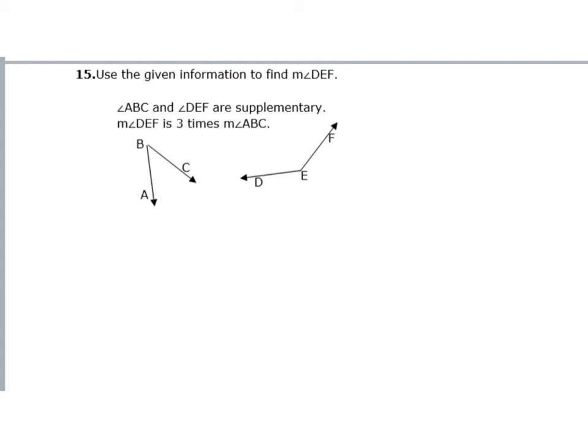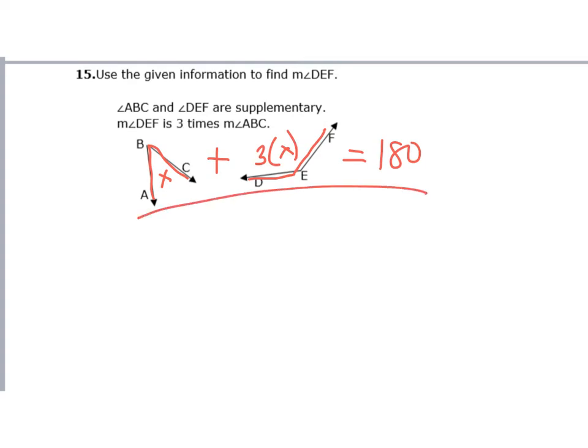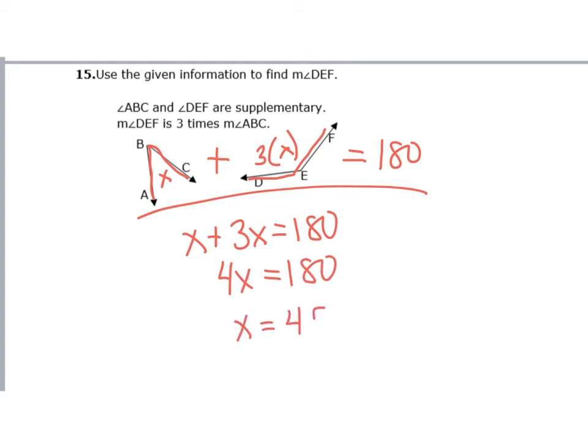Number 15, angle ABC and DEF are supplementary. That means if I add these two together, they're going to equal 180. Okay? DEF, this angle here, is 3 times the smaller angle. So whatever this is, I don't know what it is, but this one is 3 times that. Well, look, I can see my equation right here. X plus 3x equals 180. So 4x equals 180. And that means that x equals 45.